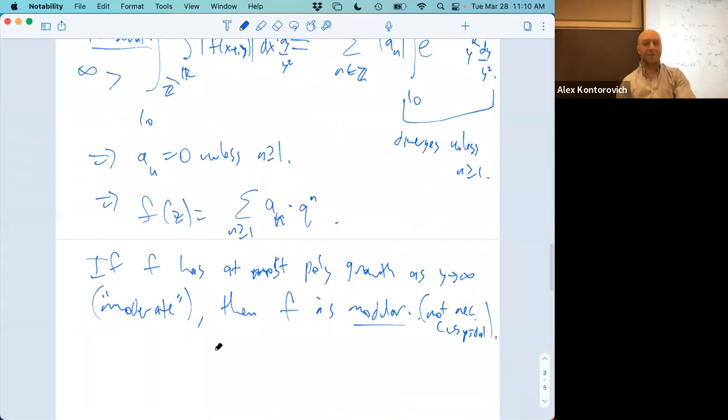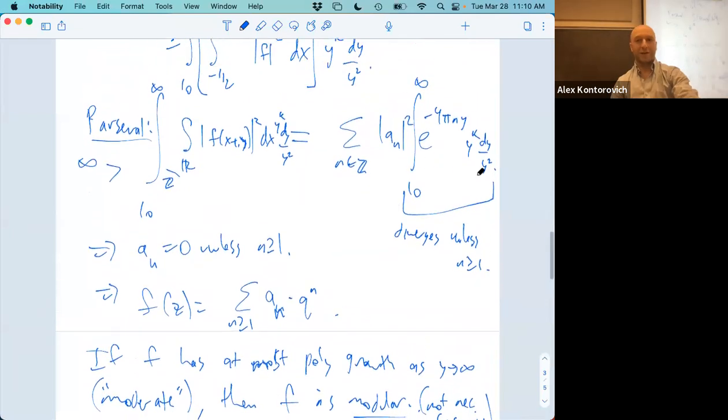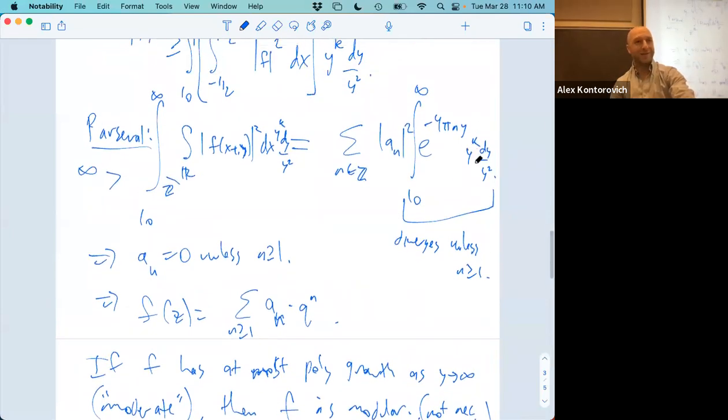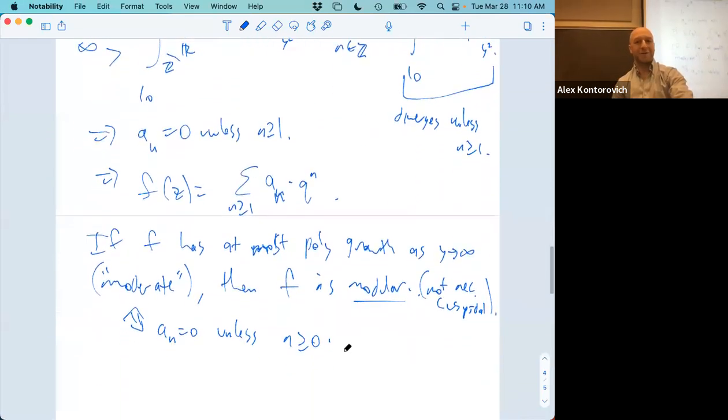Exactly. And this is equivalent to a_n is 0 unless n is, I'm allowing 0. I'm allowing a constant term, even though the constant term will not be square integrable. Right? There's a y to the k in front. That constant term is not going to be square integrable. And this is where Eisenstein series are of moderate growth, but not cuspidal.